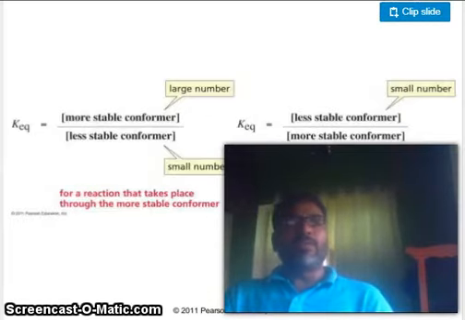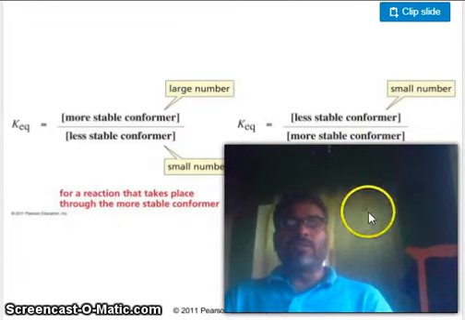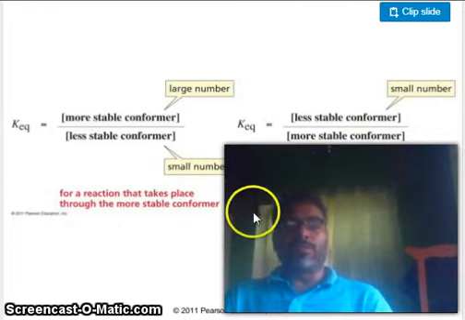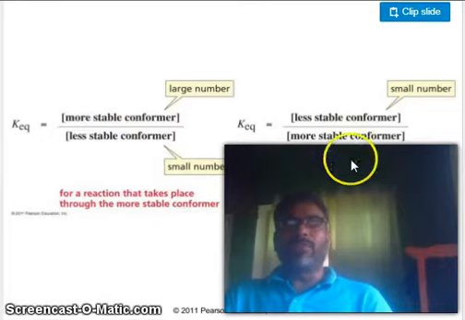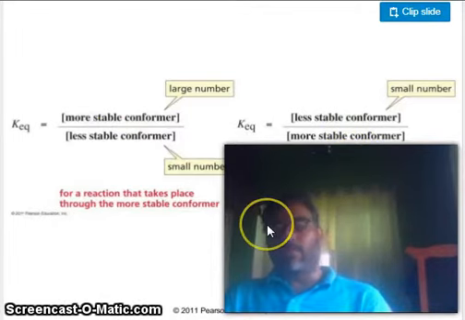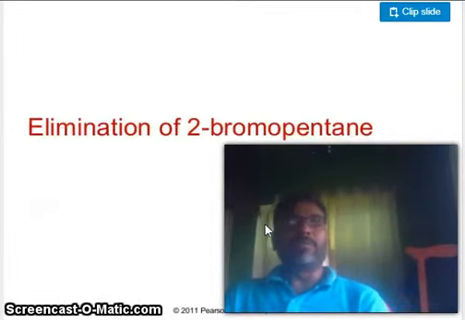Now K equilibrium: concentration of the more stable conformer divided by the concentration of the less stable conformer, a large number over a small number. K equilibrium for the less stable conformation over the more stable conformation is a small number over a large number. This applies to reactions that take place through the more stable conformer, and reactions that take place through the less stable conformer. So this is the formula. You have to remember this formula. It is important for competitive exams like NET and GATE.